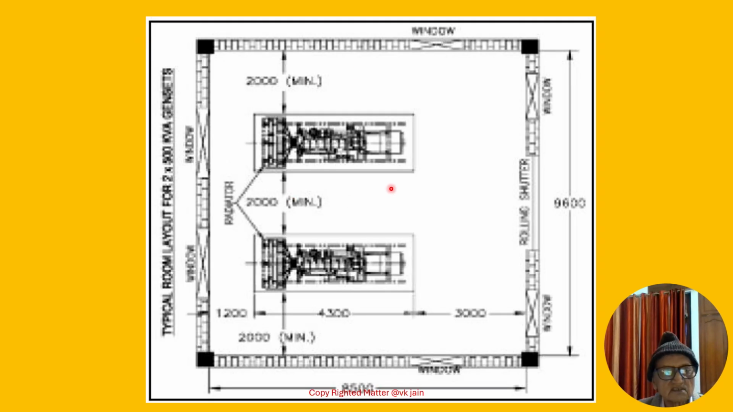Friends, this diagram shows in plan how two generating sets are to be mounted. You have to maintain 2000, that means 2 meter distance on either side, but on the other side it is 3 meter, and on the radiator side it has to be 1.2 meter away.